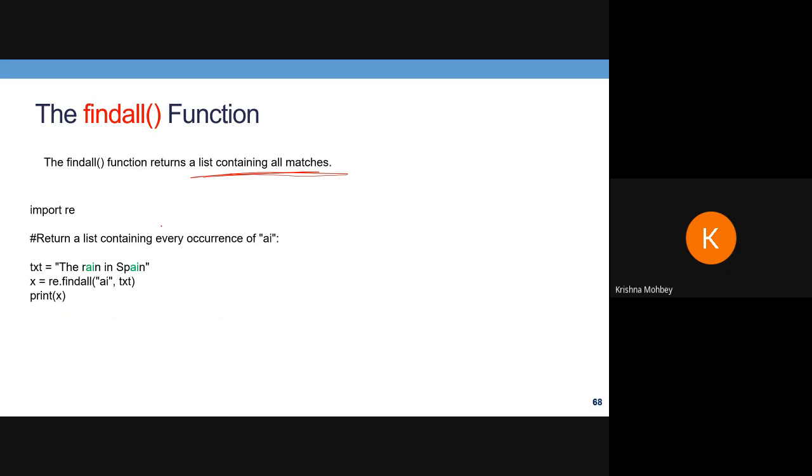The matches it will give in the form of strings in the list. See here, the text I have taken is "The rain in Spain". And what I want to find is "ai" in this text string. So "ai" is matching here, and "ai" is matching here. So it will give "ai" and "ai" two times.